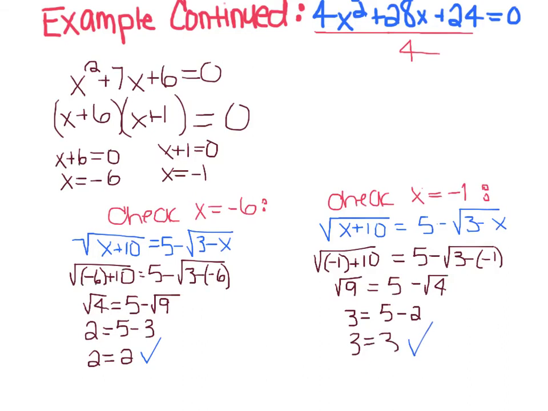So here our final solutions would actually be the ones we initially found, x equals -6 and x equals -1.